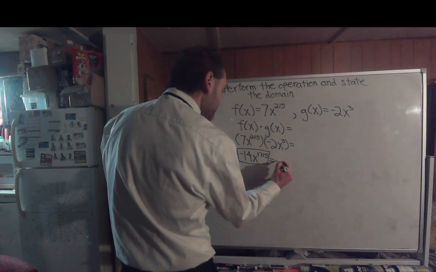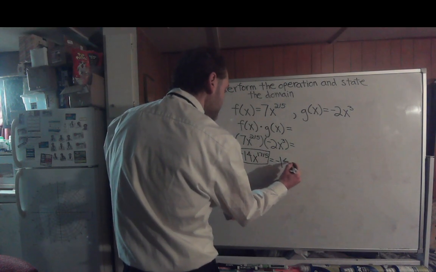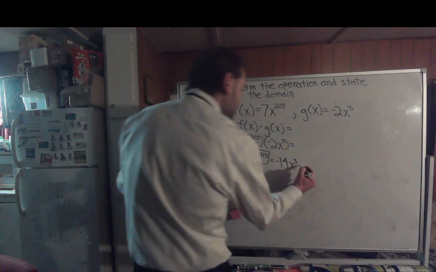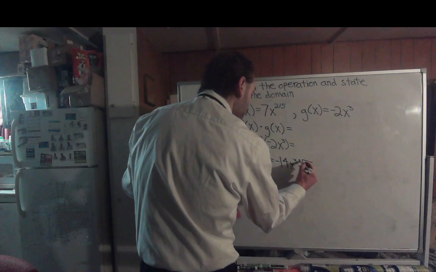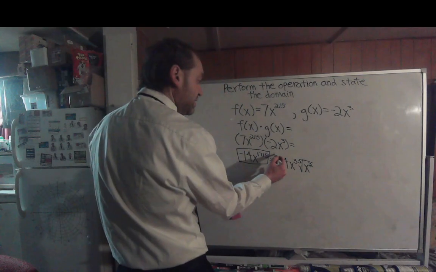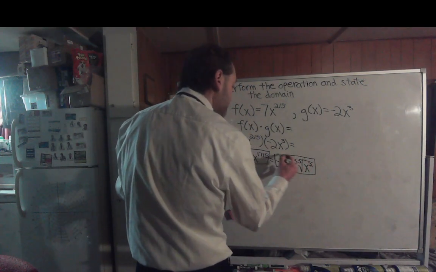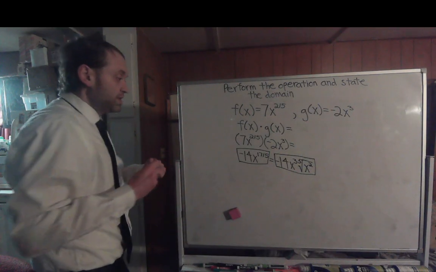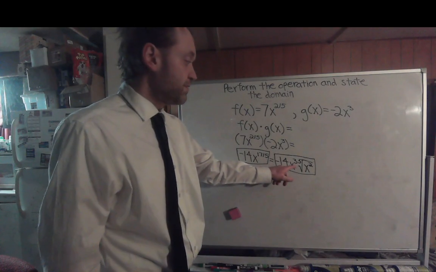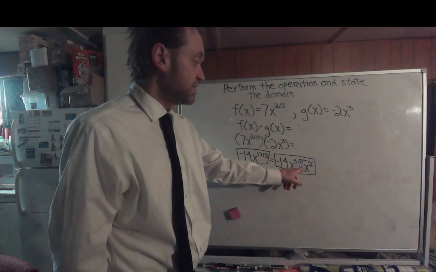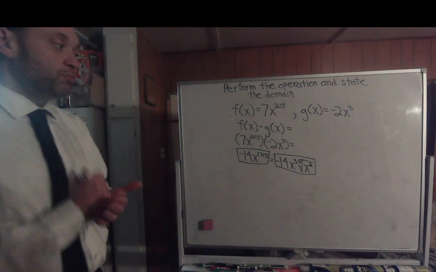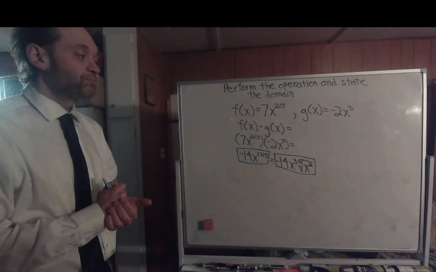or you could also leave this, this could end up being considered negative 14x to the third times the fifth root of x squared. You can leave it in either form when you break down the exponents. This is negative 14x to the 17/5, or you can write it as negative 14x to the third times the fifth root of x squared. Alright, so what is the domain of this function?